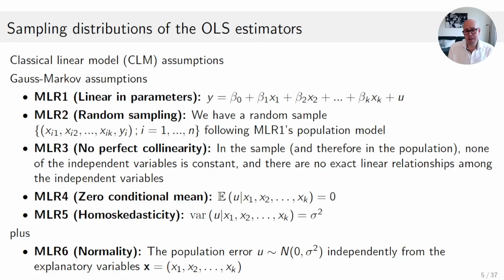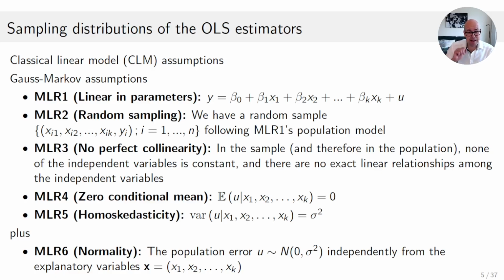Homoscedasticity means that the variance of the error term, the u, I have to be very careful here, the variance of the error term in our linear regression model does not depend on any of the x's, and that variance is always going to be equal to sigma square.